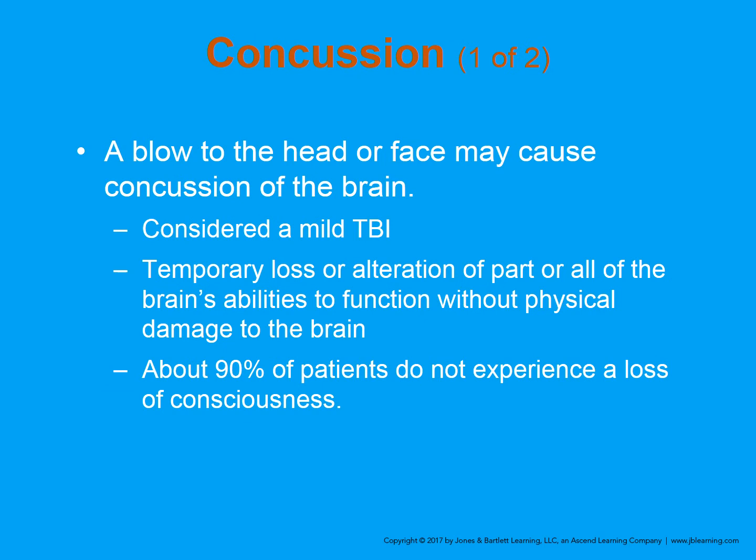Concussion. A blow to the head or face may cause a concussion of the brain. It's considered a mild traumatic brain injury if you think of it as a spectrum. There's a temporary loss or alteration of part or all of the brain's ability to function without physical damage to the brain. So the concussion leaves just temporary neurological deficits. Oftentimes they'll have anterograde amnesia. It's going to be difficult for them to recall maybe the event and things after the event.